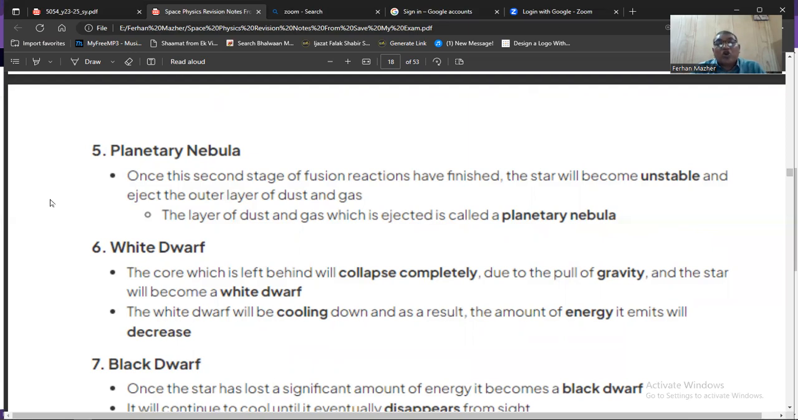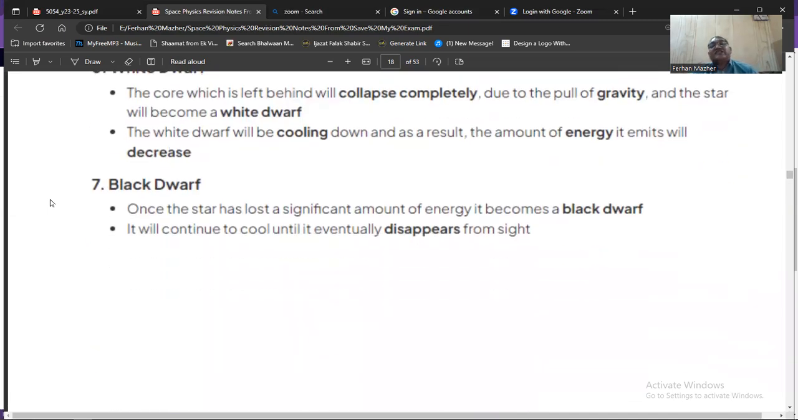White dwarf. The core which is left behind will collapse completely due to the pull of gravity, and the star will become a white dwarf. The white dwarf will be cooling down, and as a result, the amount of energy it emits will decrease. So the black dwarf: once the star has lost a significant amount of energy, it becomes a black dwarf. It will continue to cool until it eventually disappears from sight.